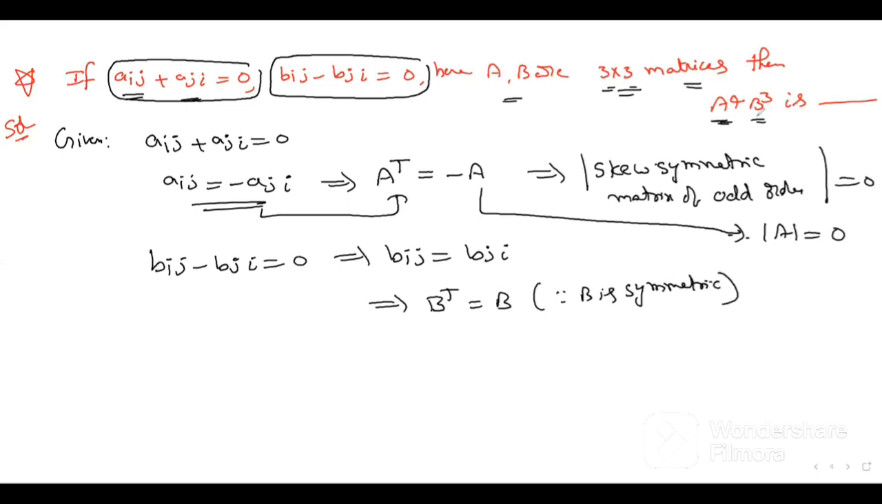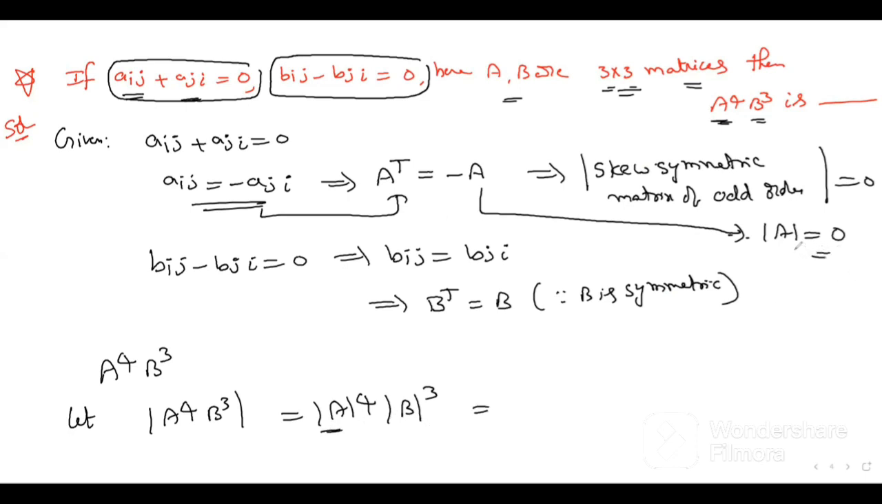Okay, now what is required here? A to the power 4 into B cube. Okay, let us find the det value. Let us take det of A to the power 4 into B cube. It is going to be det A power 4 into det B whole cube. So det A value, how much value? 0. Why? Because the determinant of a skew symmetric matrix of odd order is equal to 0. This is 0 times det of B cube. It is going to be 0. Therefore, A to the power 4 B cube has value 0, which means A to the power 4 B cube is a singular matrix.